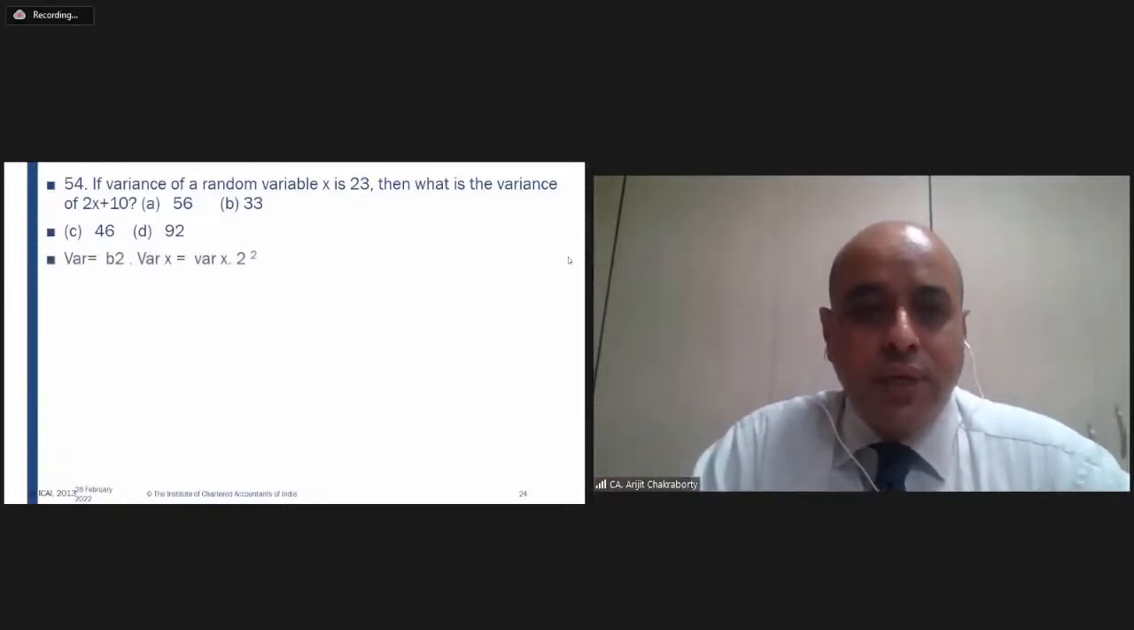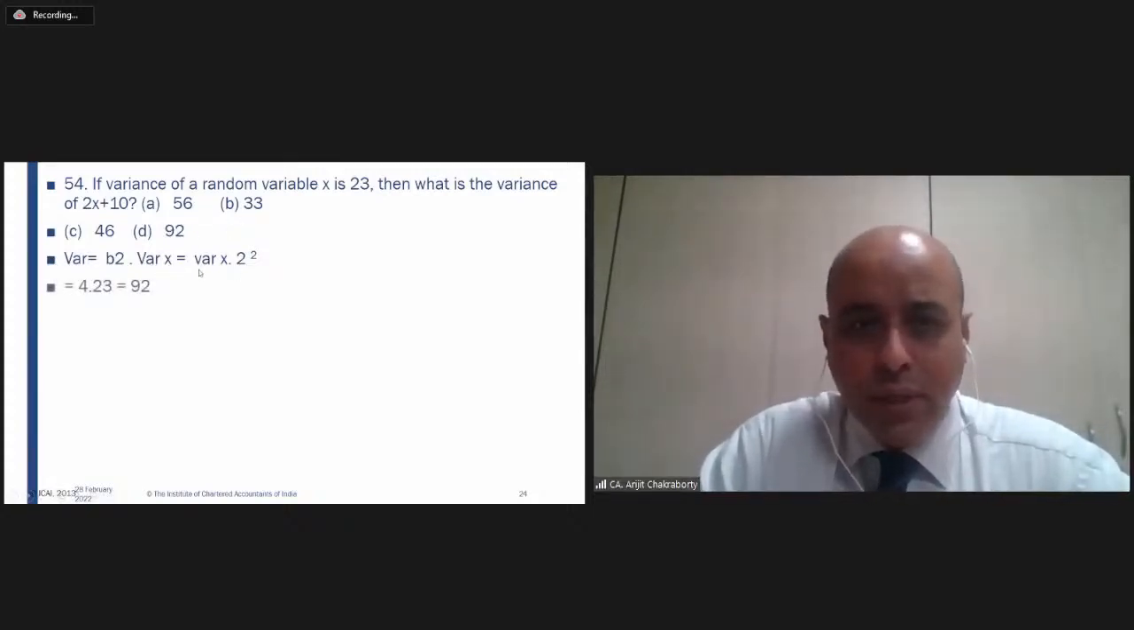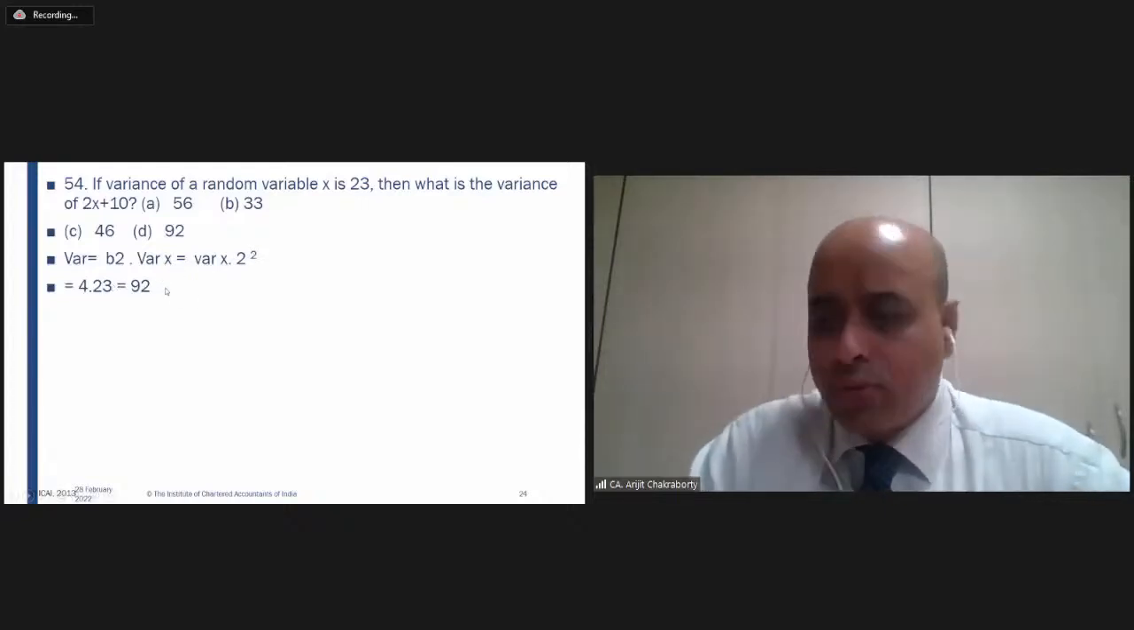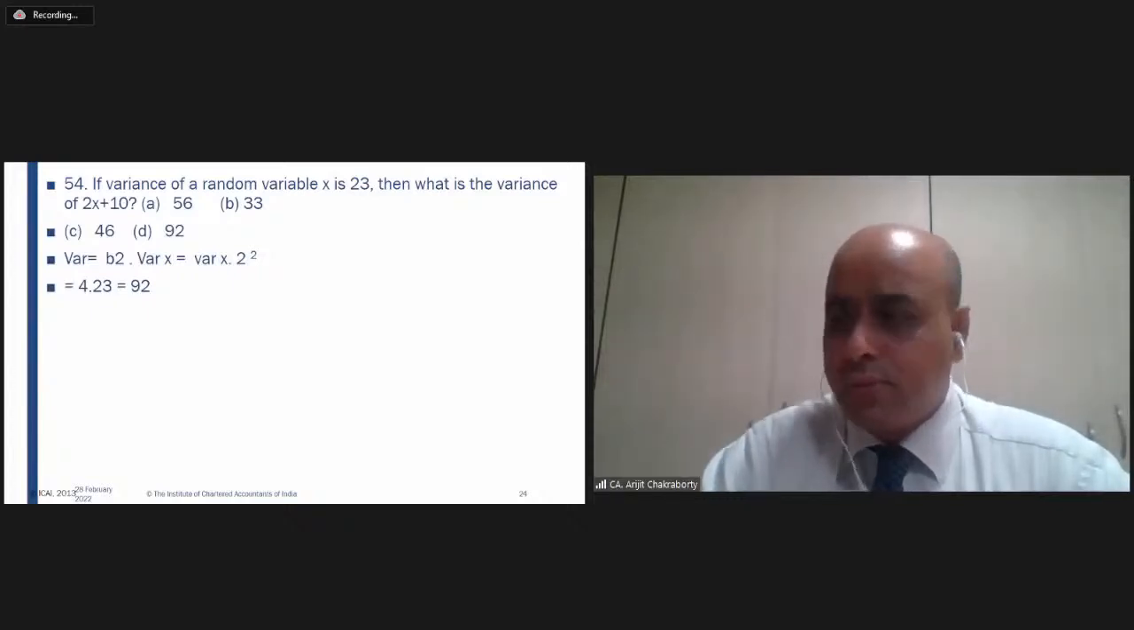Please see the working out. Variance of Y is equal to B square into the variance of X. Here, the variance of X is 23, and B is this 2. So 2 square is 4, and 4 into 23 is 92. So question number 54, the answer is 92. Because it's a question of variance, we take B square.